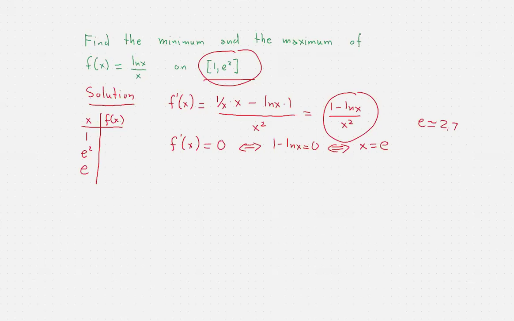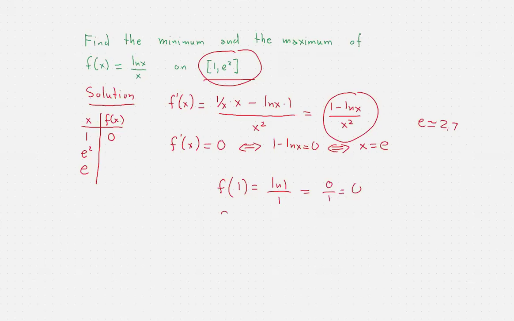Remember that ln of 1 is 0, another interesting thing to remember. So this is 0. ln of e squared over e squared. So how much is this? Let's see. So again, let's write this in detail. So f of 1 is ln of 1 over 1, and ln of 1 is 0, so this is 0. f of e squared is going to be ln of e squared over e squared.